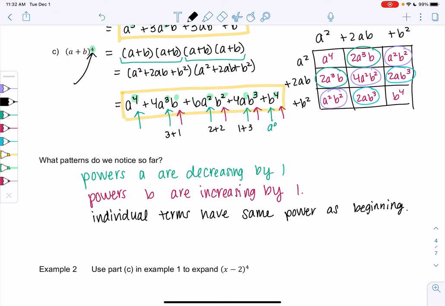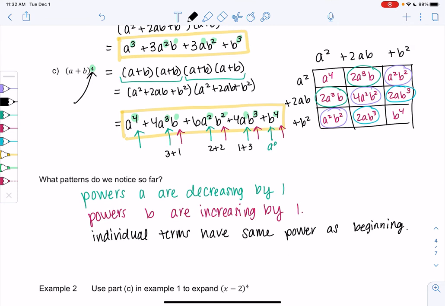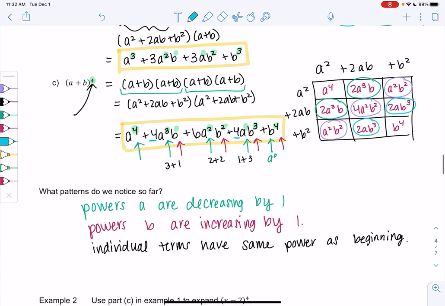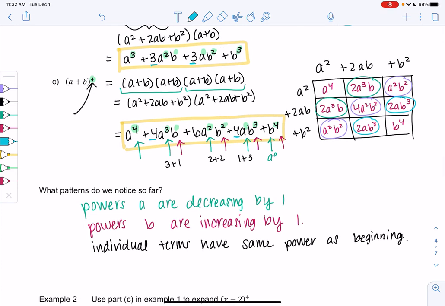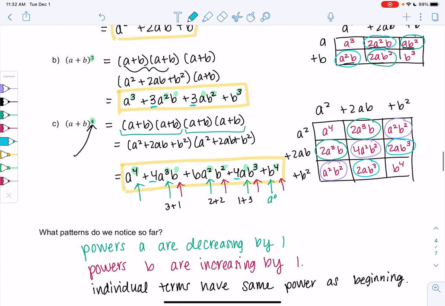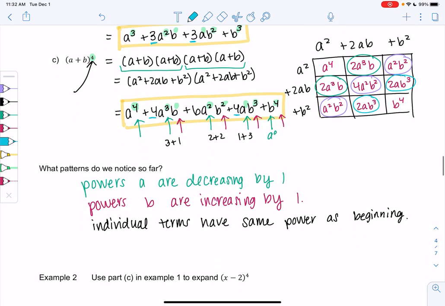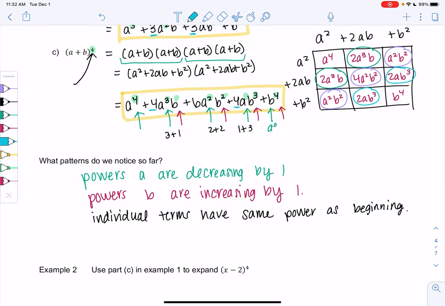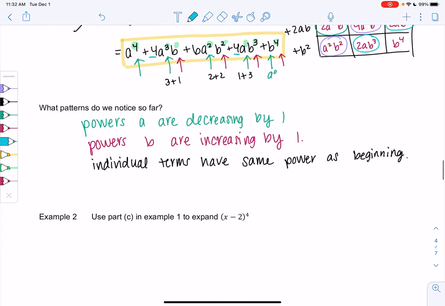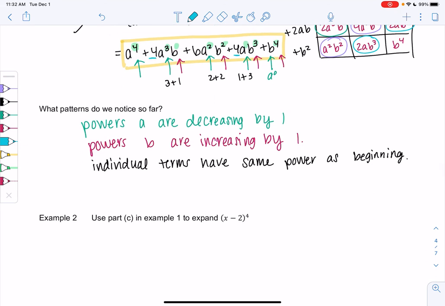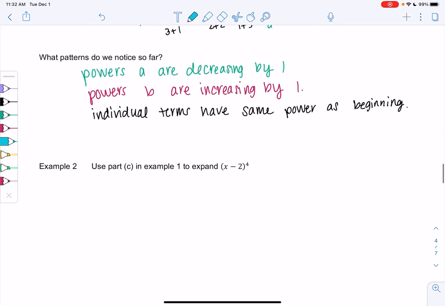And then it also looks like there might be a pattern with the coefficients. I'm not sure what that is yet, but notice we have the 4 and the 4 show up twice, the 3 shows up twice, so maybe there's some significance to these coefficients. So we'll learn the pattern of these coefficients shortly. So let's use part C to expand this next example, and then we'll learn the binomial formula.